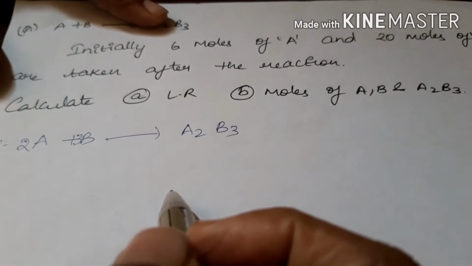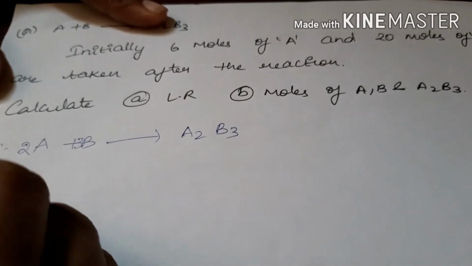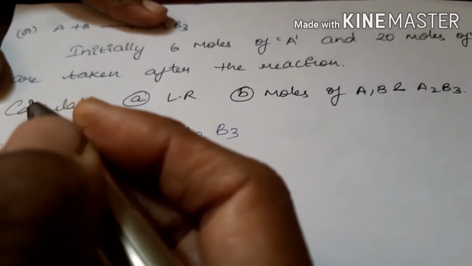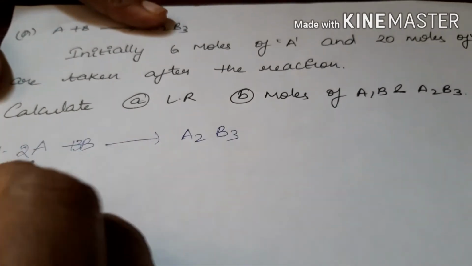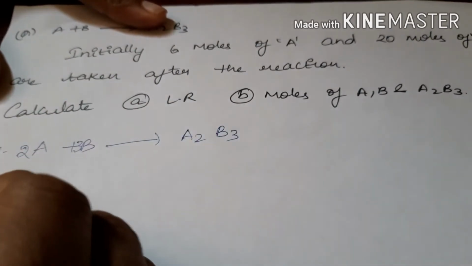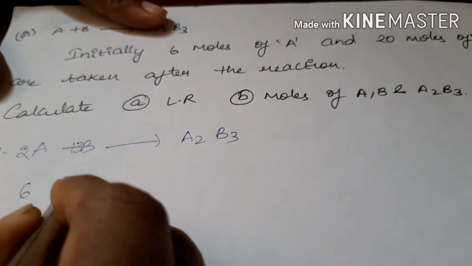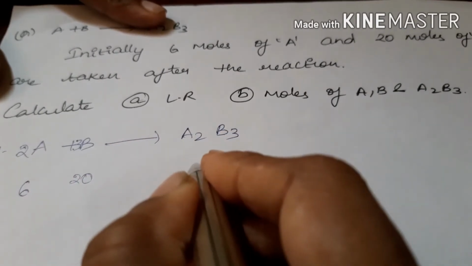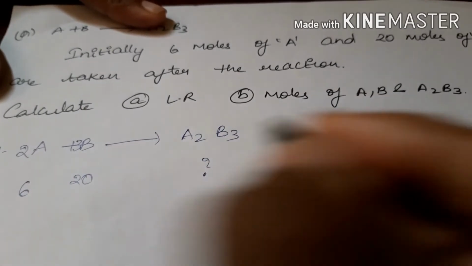Okay, here the first trick is, as we know, write down the number of moles of reactants and products. Here initially 6 moles of A, 20 moles of B, and for A2B3 we don't know.